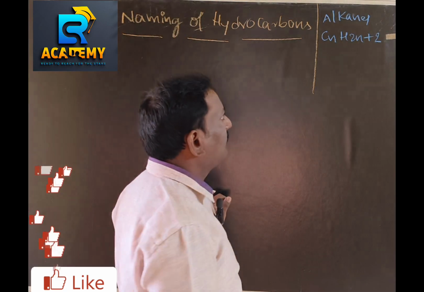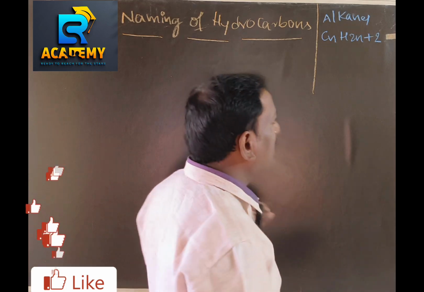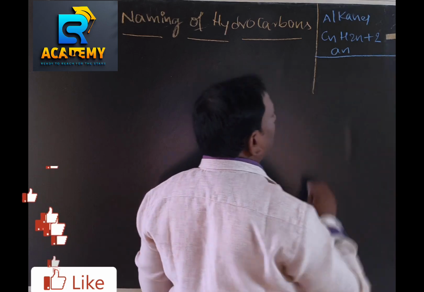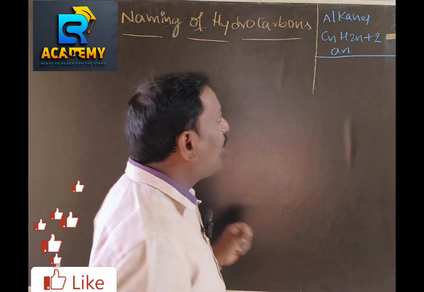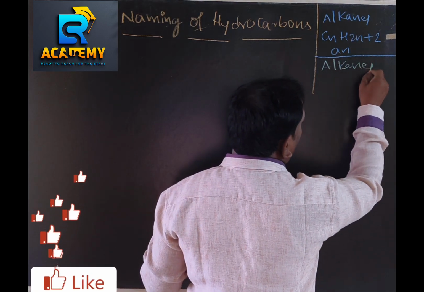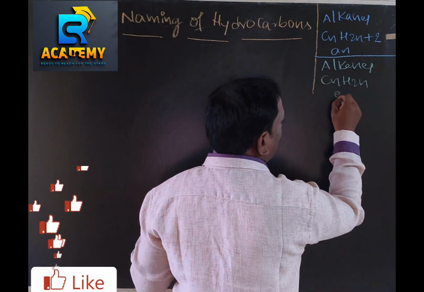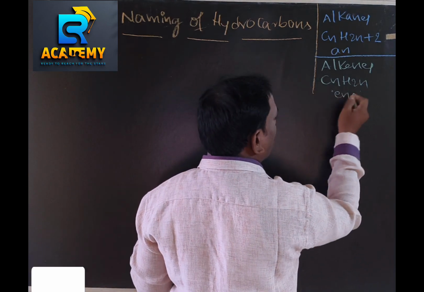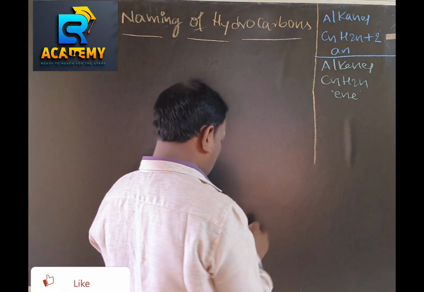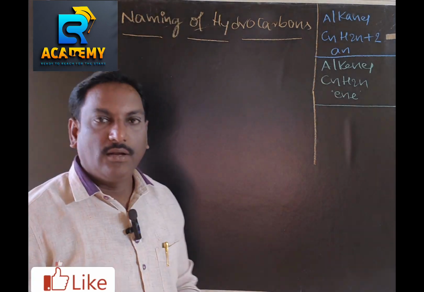If it is an alkane, you will get 'ane' in the name of the given compound. We need to remember this one. Second point, alkenes general formula: CnH2n. So you will get 'ene' in the name of the hydrocarbon. We need to remember this formula, the alkene general formula.